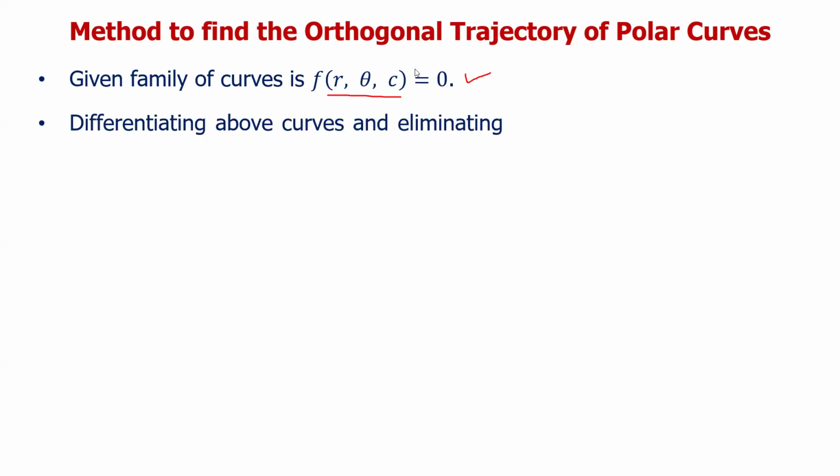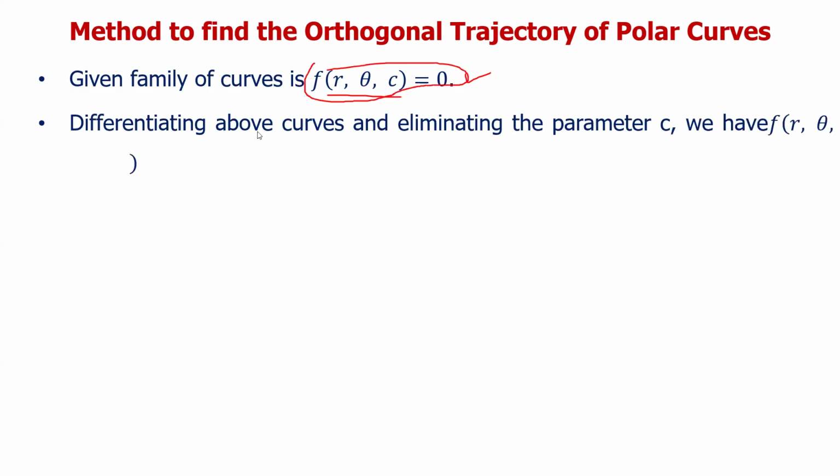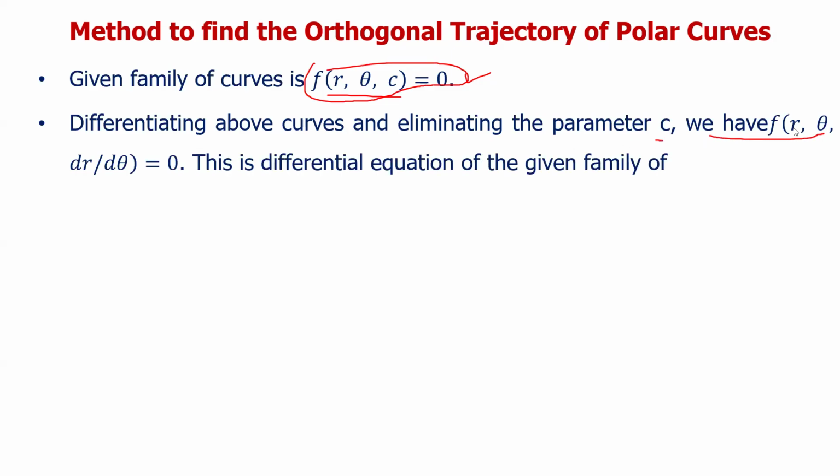Now, if we have been given this curve, we will first differentiate the above curve and eliminate the parameter c. We get the differential equation of f of r, theta, c equal to 0, which is given by f of r, theta, dr/dtheta equal to 0. This is the differential equation of the given family of curves.